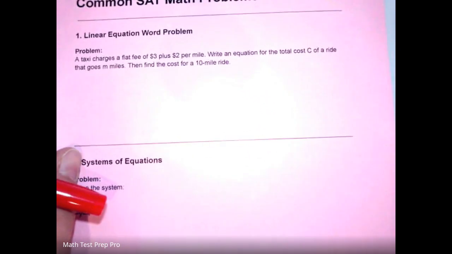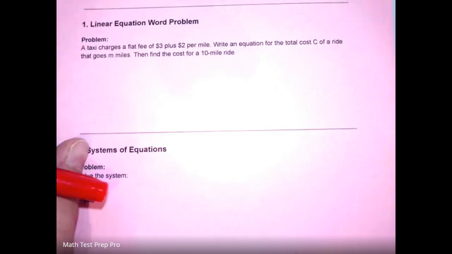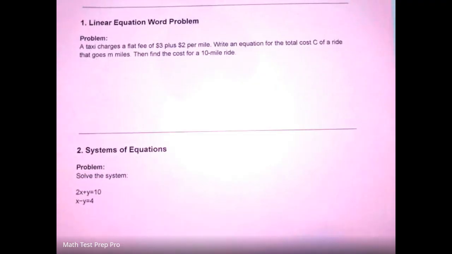All right, let me straighten this all out. So, common SAT math problems. Let's look at the first one. The first one is a linear equation word problem. The problem is that a taxi charges a flat fee of $3 plus $2 per mile. Write an equation for the total cost C of a ride that goes M miles. Then find the cost for a 10-mile ride.